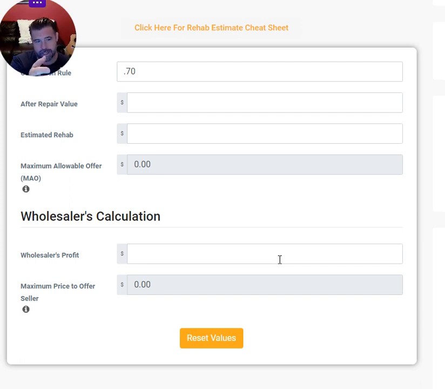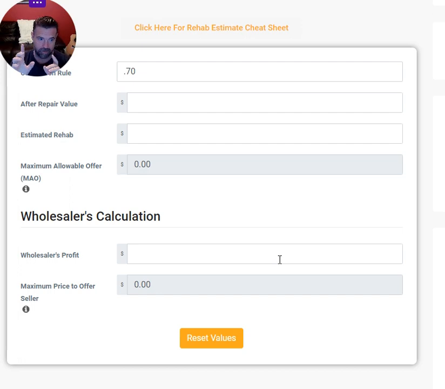Anyway, if you're looking at this right now, what you're likely seeing is this 70% or 0.70 in the top portion of the calculator. And what that really represents is this idea of the 70% rule, right? In other words, we're looking to offer 70% of the value of a home minus repairs.